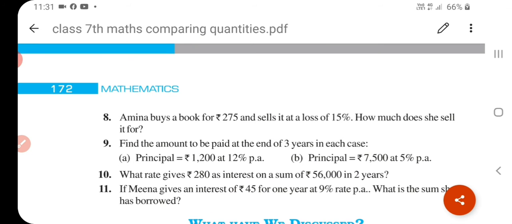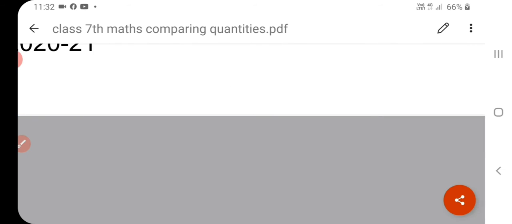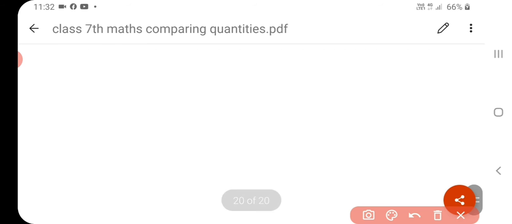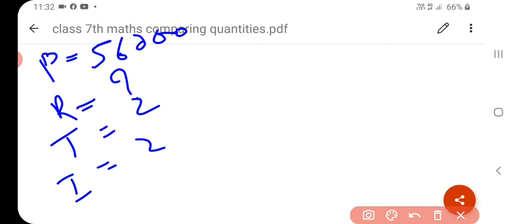Now question number 10 is: what rate gives 280 as interest on a sum of rupees 56,000 in 2 years? So here the principal amount is given, and we have to find the R, the rate of interest. See what is given here. Given is principal P is equal to 56,000. R you have to find, time is 2 years and interest is given, 280 rupees.